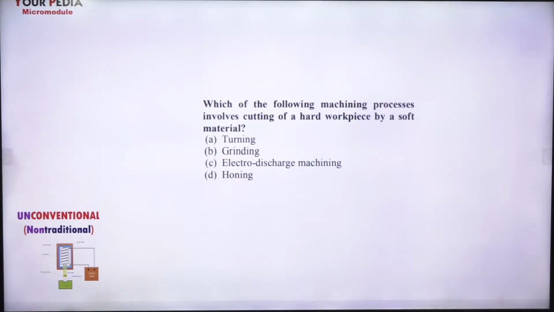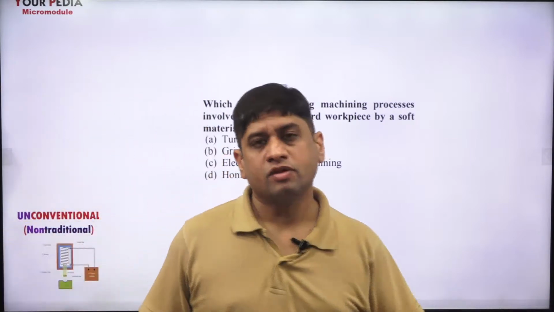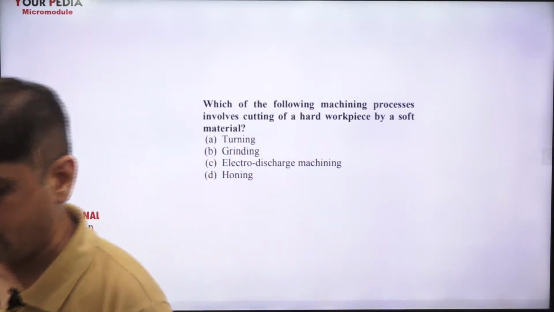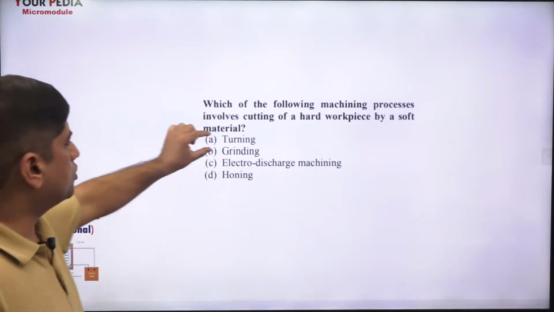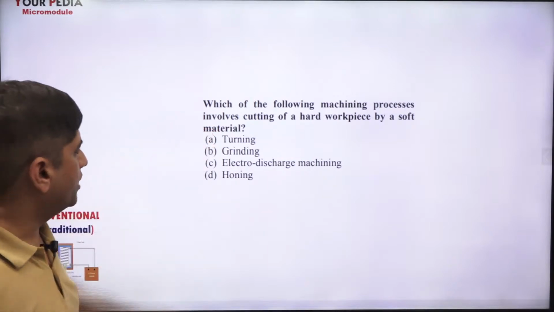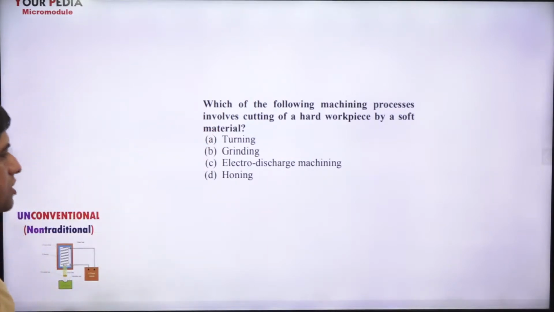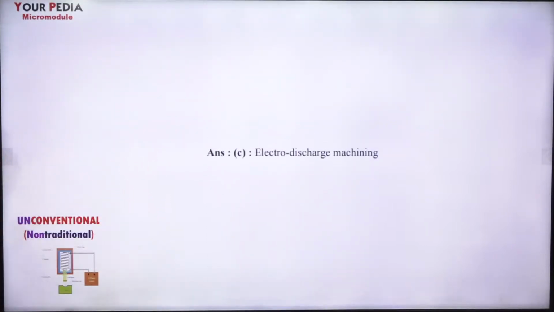In turning, you use a hard tool to cut the soft material, and a plastic deformation process takes place. The tool should be harder. But in non-traditional machining, grinding also requires a hard tool, an abrasive. So what is the answer for this? It is electric discharge machining.